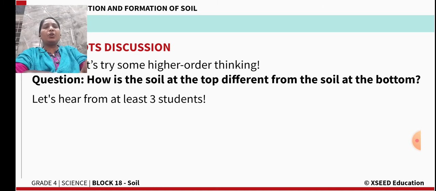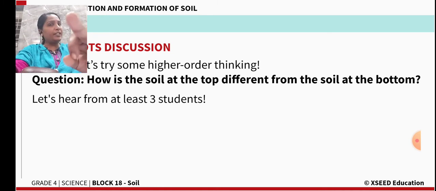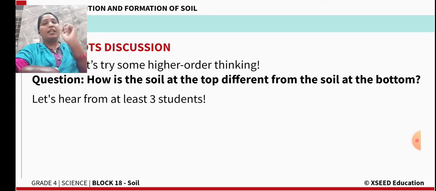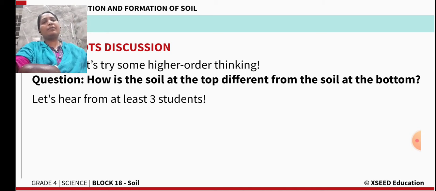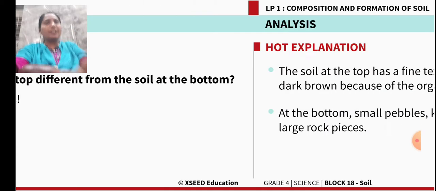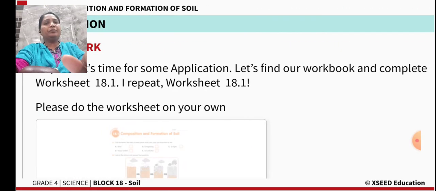And how is the soil at the top different from the soil at the bottom? This I told you just now. The topsoil is very, very fine, and in the coming class, we will see the different layers of the soil. You all keep some different soils with you, and based on that, you're going to do one activity in the coming class.